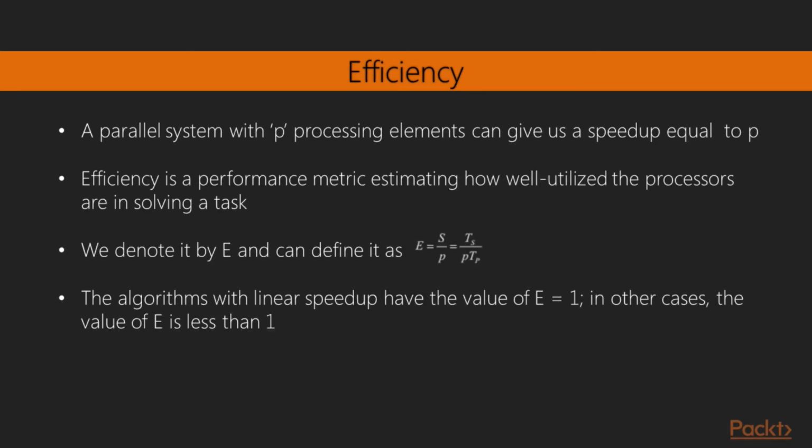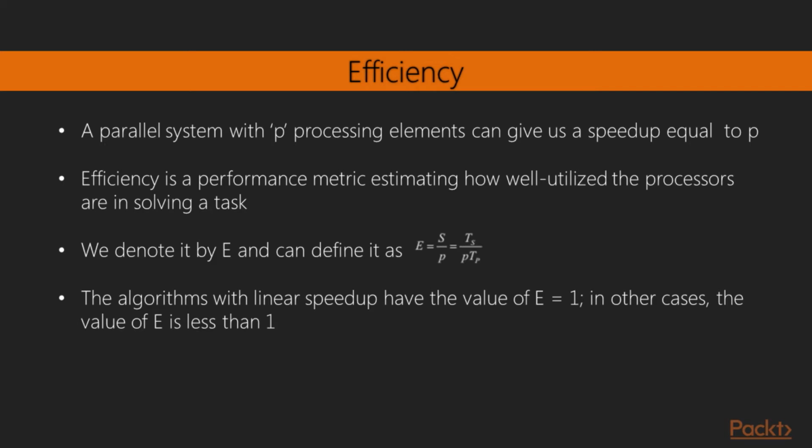Now let's take a look at the second performance index, which is efficiency. In an ideal world, a parallel system with P processing elements can give us a speedup equal to P. However, this is very rarely achieved. Usually, some time is wasted in either idling or communication. Efficiency is a performance metric estimating how well utilized the processors are in solving a task, compared to how much effort is wasted in communication and synchronization. We denote it by E and can define it as shown here.